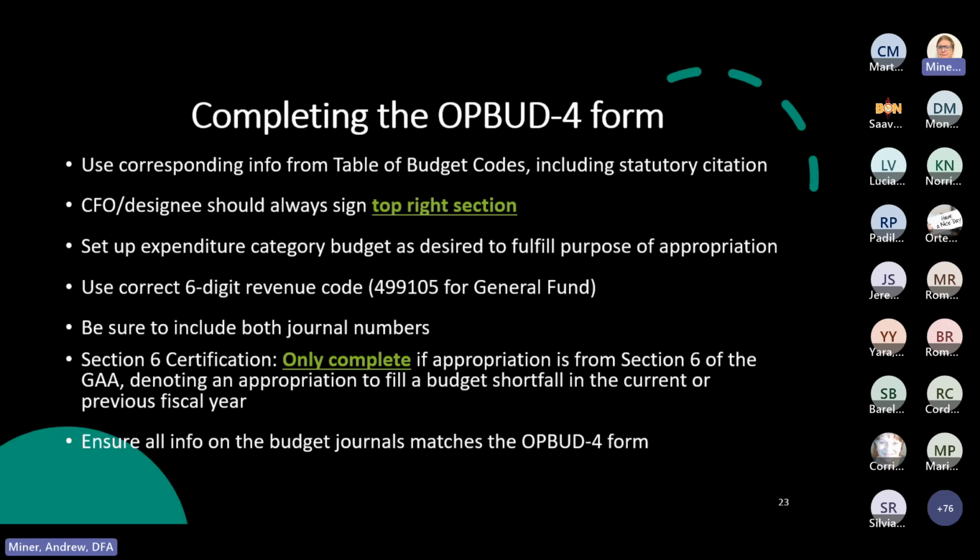So I kind of already covered a lot of this here. Corresponding info from the table of budget codes. Always sign the top right. Set up your expenditure category budget. Make sure you use the right revenue code. So, many of these are general fund, in which case just use 499105. Your journal numbers. And I talked about the Section 6 certification. Okay, so pretty straightforward.